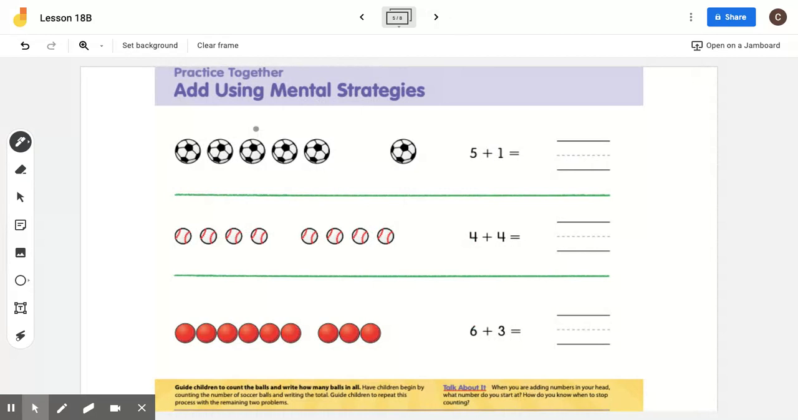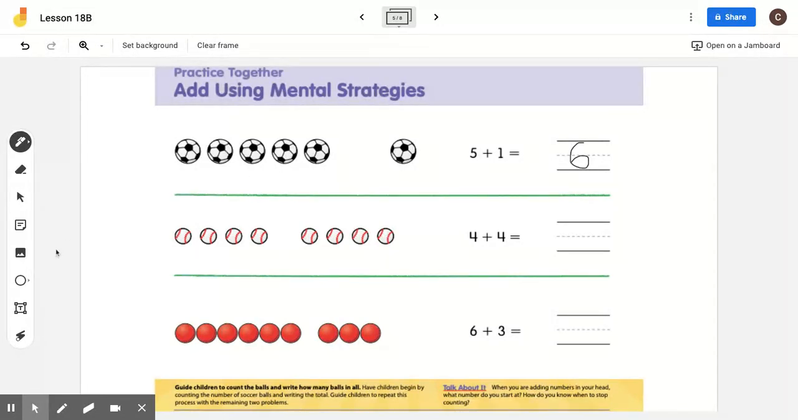So if we're using our mental strategies, we're going to be looking first at the number of soccer balls right here. How many soccer balls do we see just in this first group? We have 1, 2, 3, 4, 5. So if we have 5 and we add on 1 more, if we're going to do our mental strategy, let's not count them all. Let's just think 5, 1 more would be 6. Very good. So our answer is 6. So when you're adding numbers in your head, what number should you start with? Right, and then how do you know when you're going to stop counting?